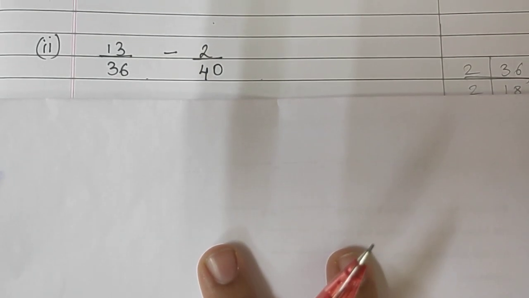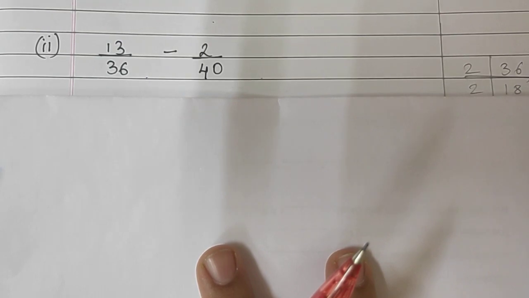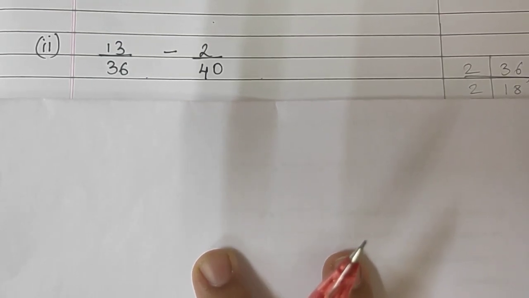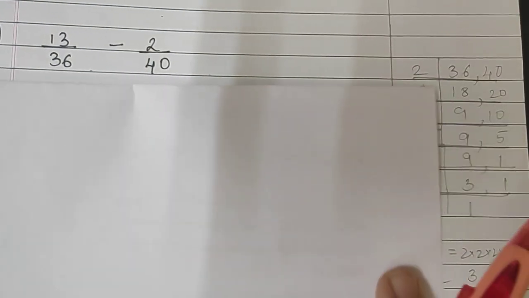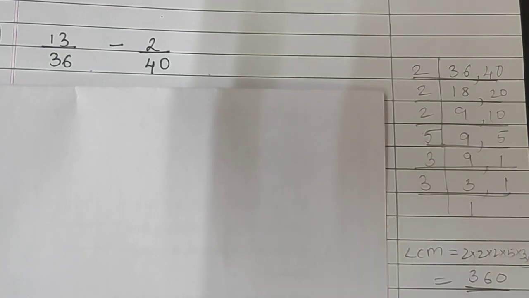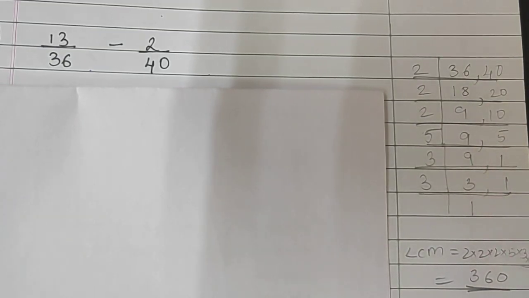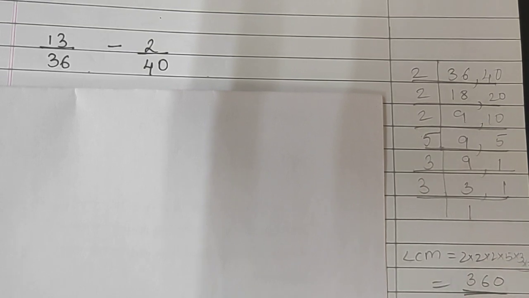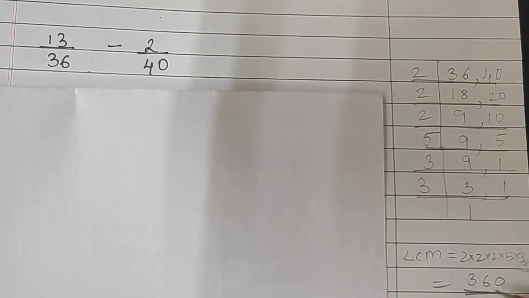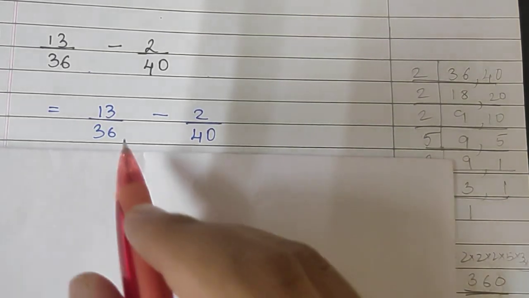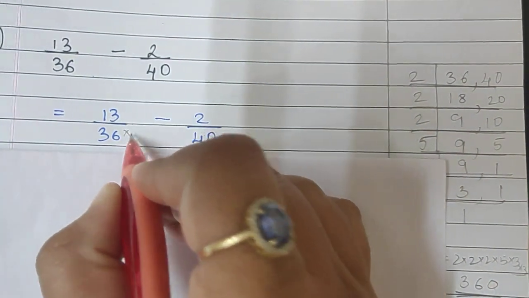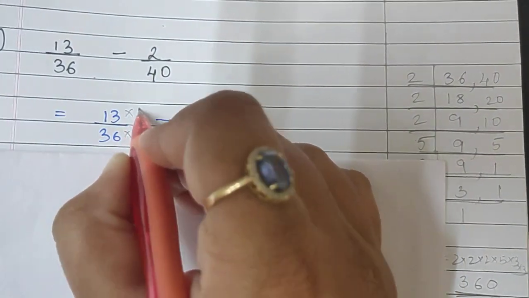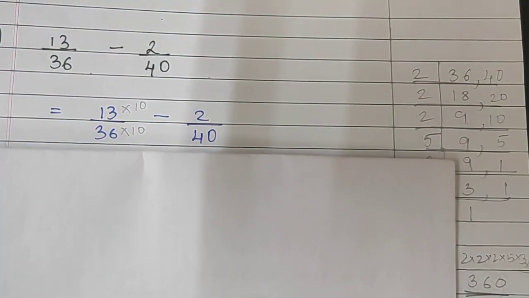The next sum is 13 upon 36 minus 2 upon 40. Here we will have to find the LCM. So let's find the LCM. After finding the LCM, I got the answer 360. So my denominator is supposed to be 360. If you look at this number, it's very easy to make this 360. I'll just multiply this by 10. If I multiply the denominator by 10, I multiply the numerator also by 10.